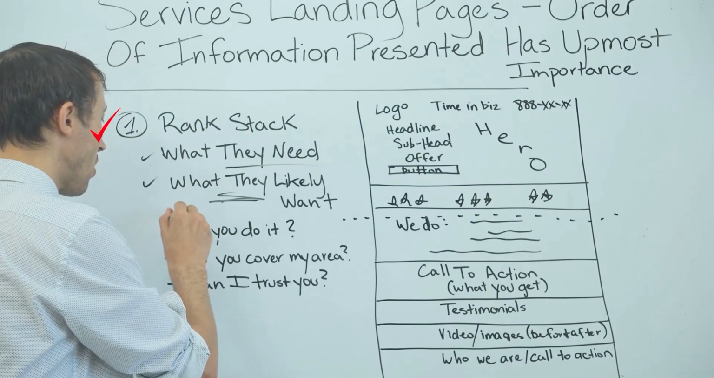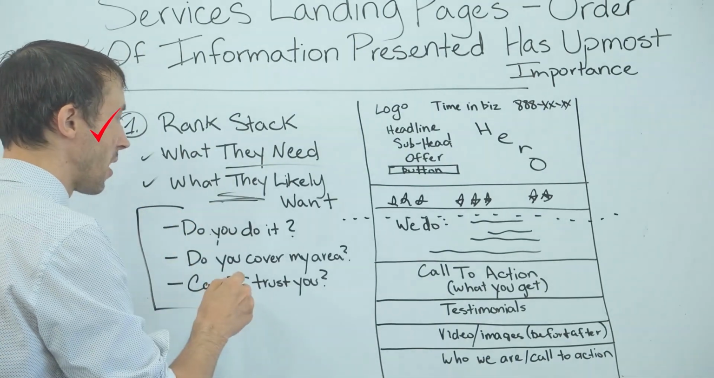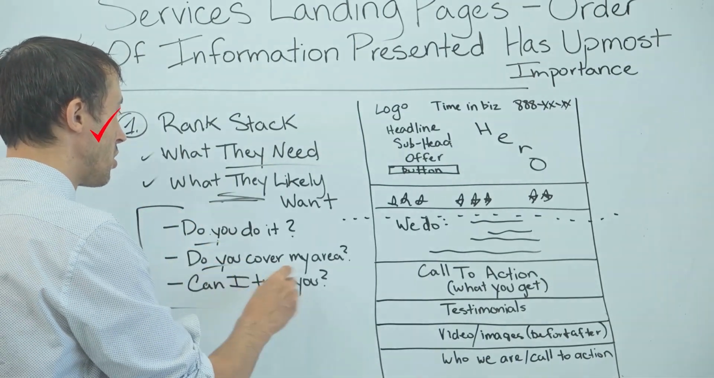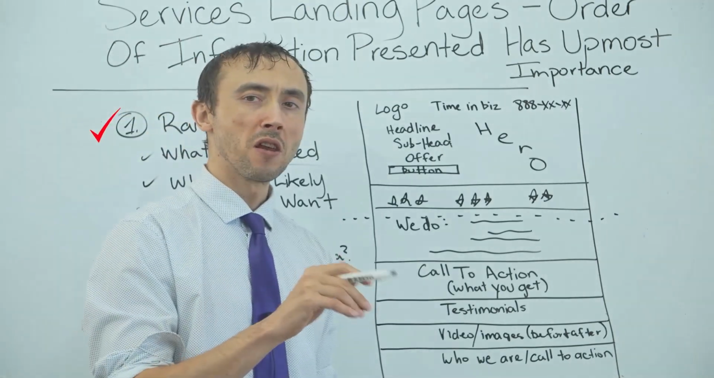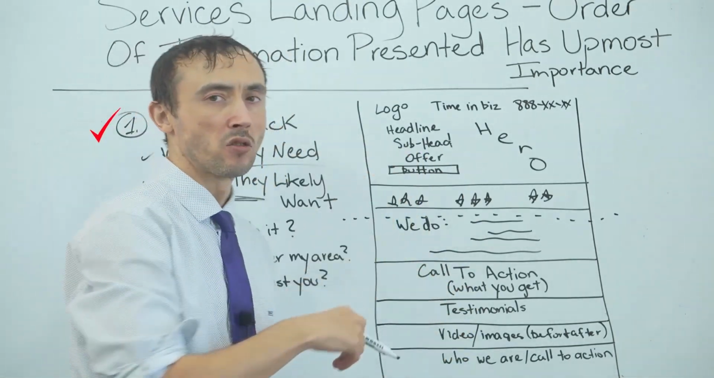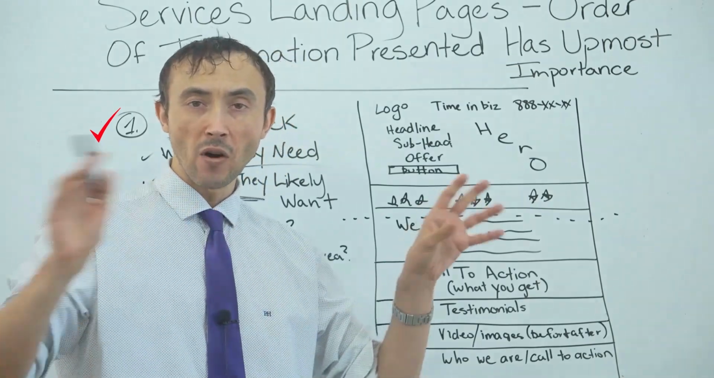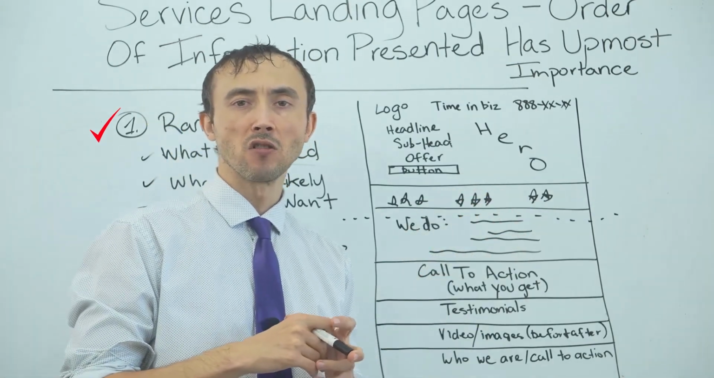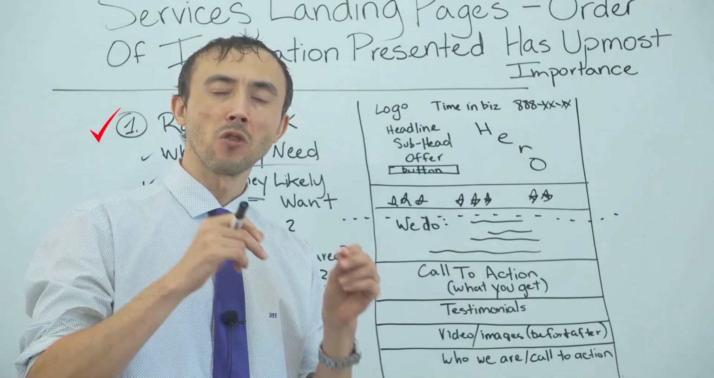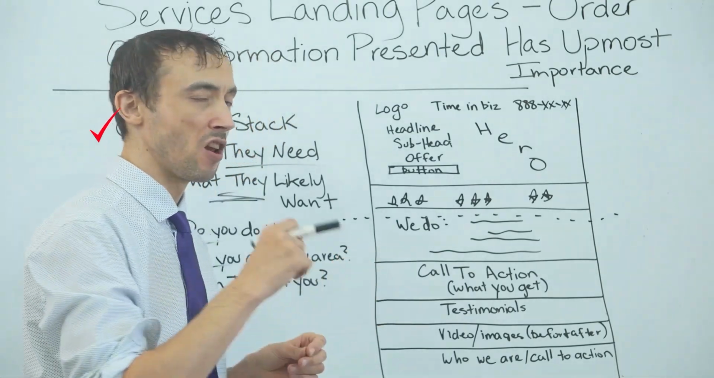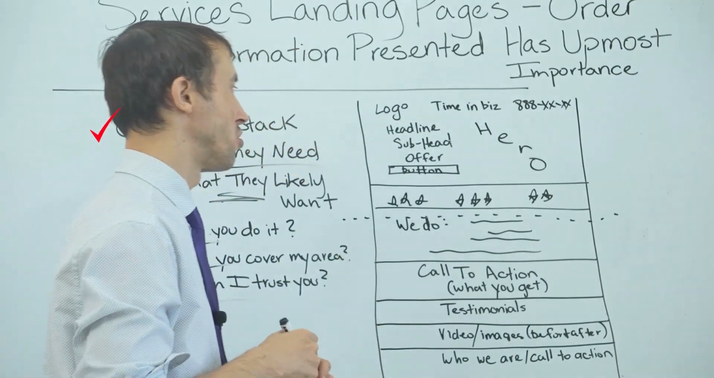Your goal is, at the very least, these 3 things that I mentioned right up front. Do you do it? Do you cover the area? And can they trust you? You communicate those 3 things before the user has to scroll. Why? Because that's going to by far give you the best conversion rate you can get, because those are the three most important things you need to convey, and you need to convey them as quickly as possible, like I was mentioning before.